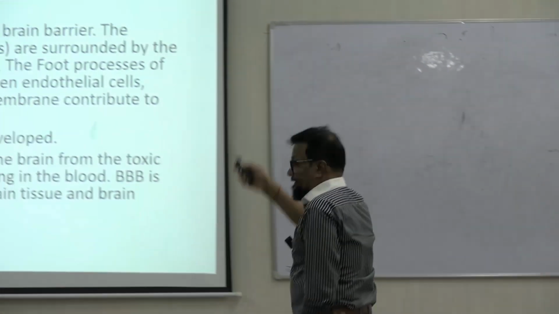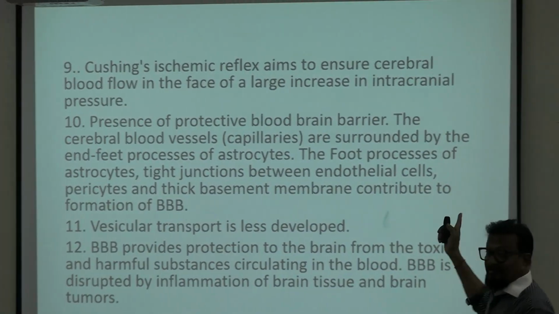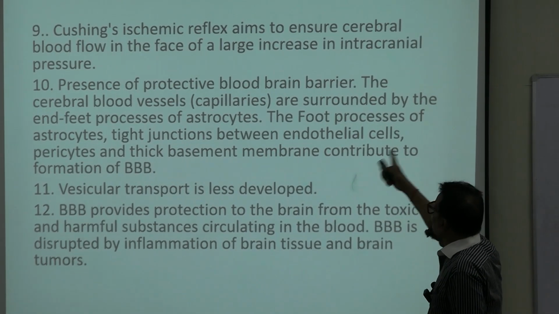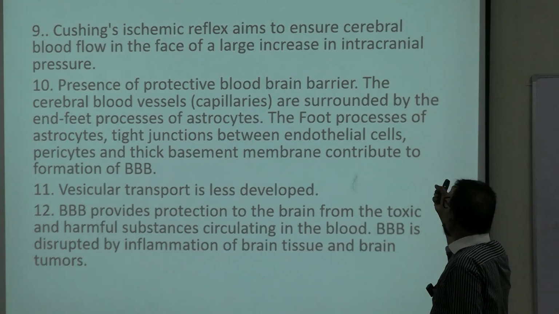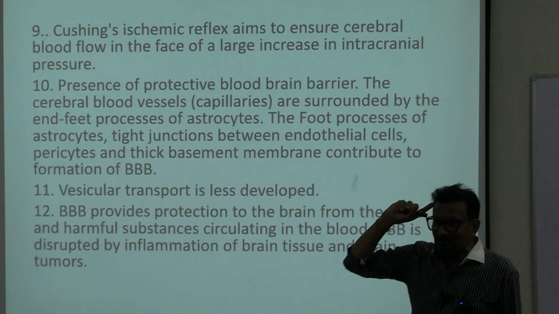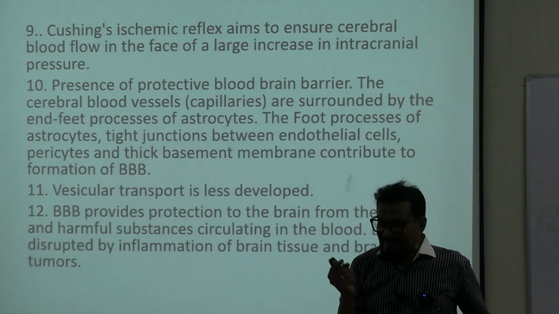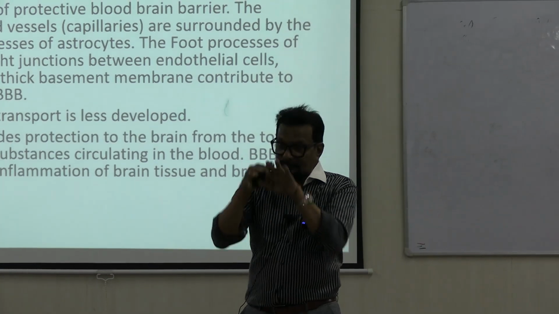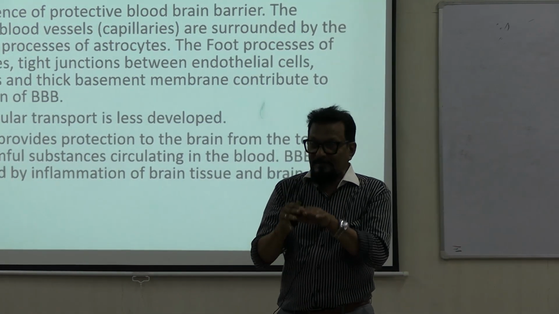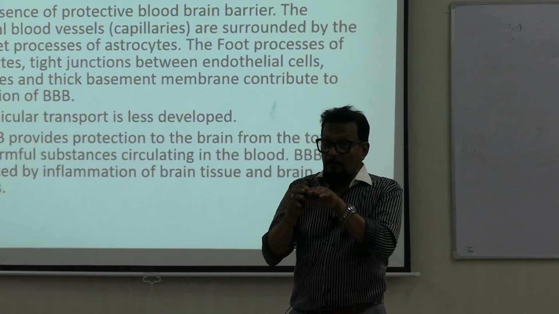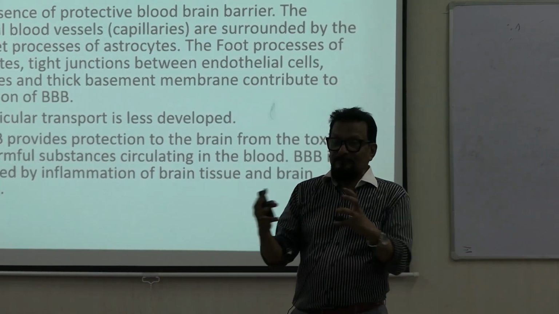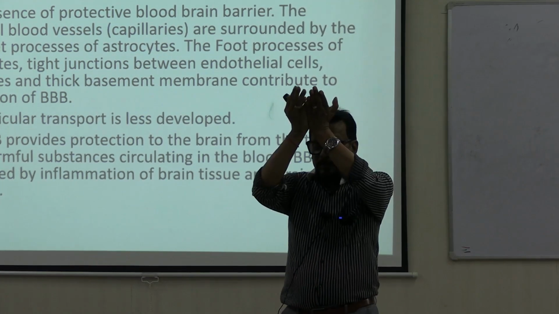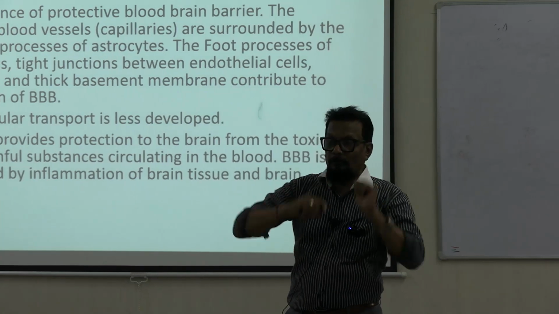So number 9 point, Cushing ischemic reflex. I will show this reflex. Cushing ischemic reflex aims to ensure cerebral blood flow in the face of a large increase or decrease in the intracranial pressure. So this Cushing reflex will manage. If pressure is increased, this reflex will bring it down. If the pressure is low, below 20 millimeter of mercury, then the Cushing reflex will come into action and increase the intracranial pressure. When it is more, the same reflex will bring it down to normal.